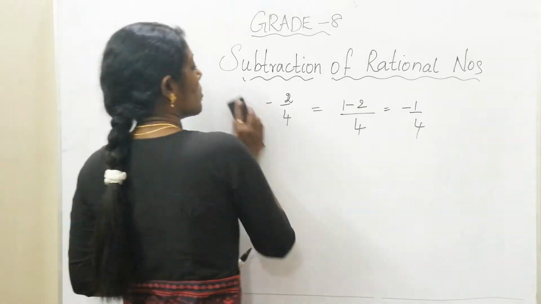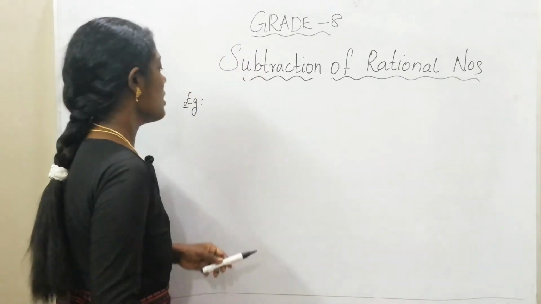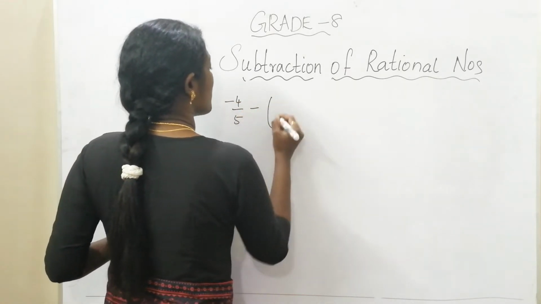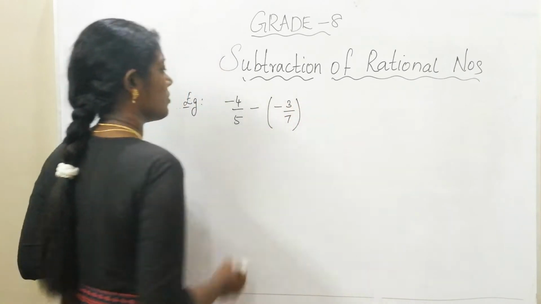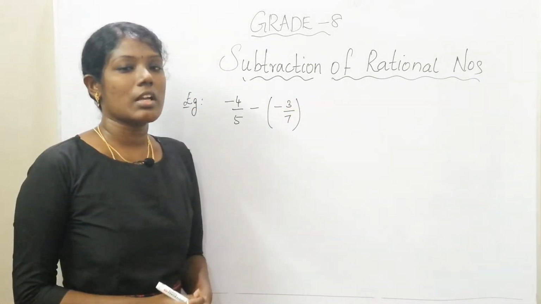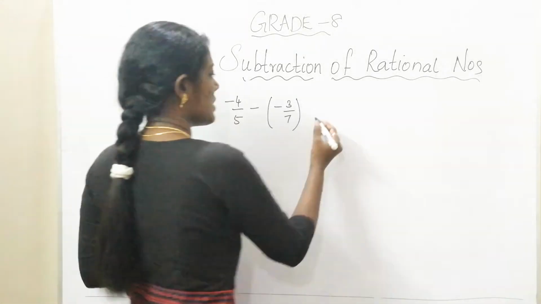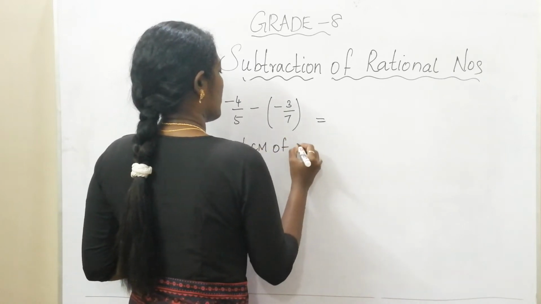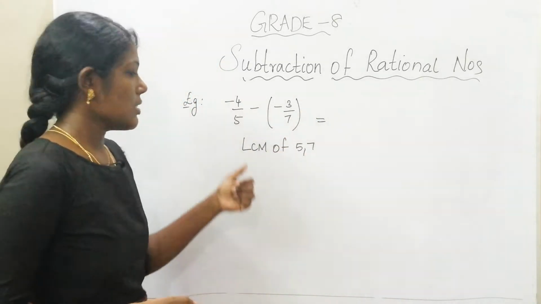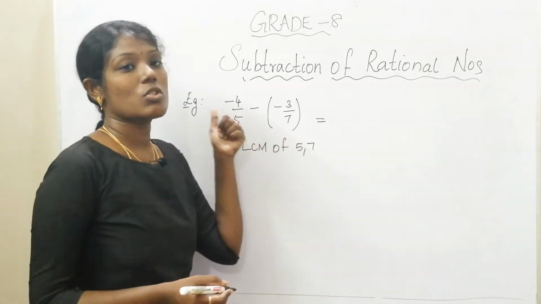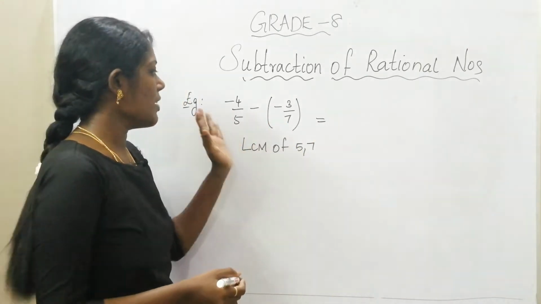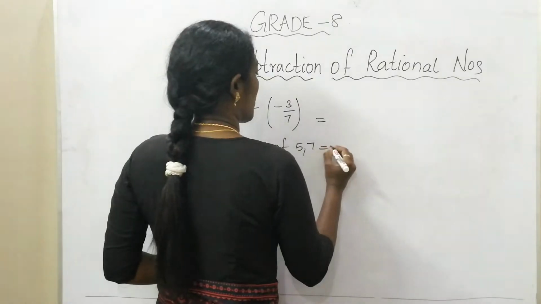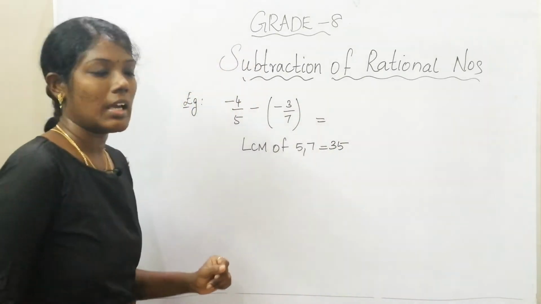What happens if the rational numbers have different denominators? I have another example: minus 4 by 5 minus of minus 3 by 7. With two different denominators, I will take the LCM of the denominators 5 and 7. As I told before, if two numbers have no common factor other than 1, as 5 and 7 do not, the multiplication of the two numbers will be the LCM. So 35 will be the LCM.